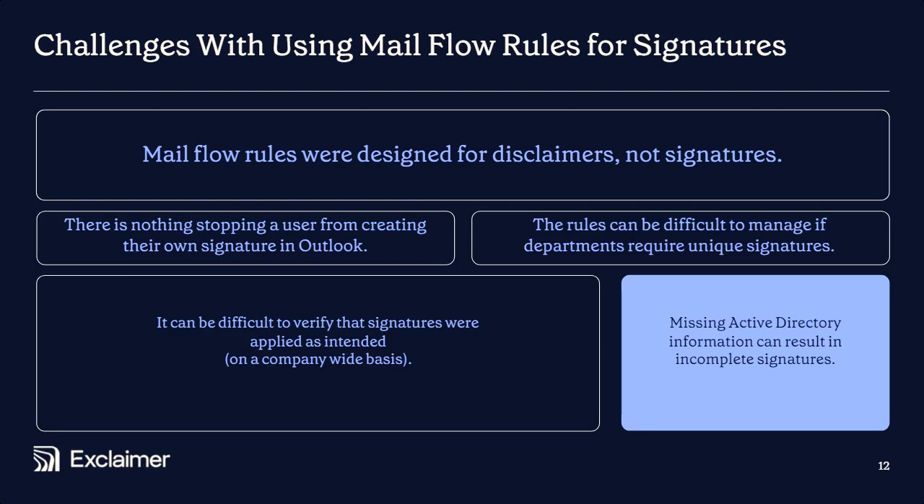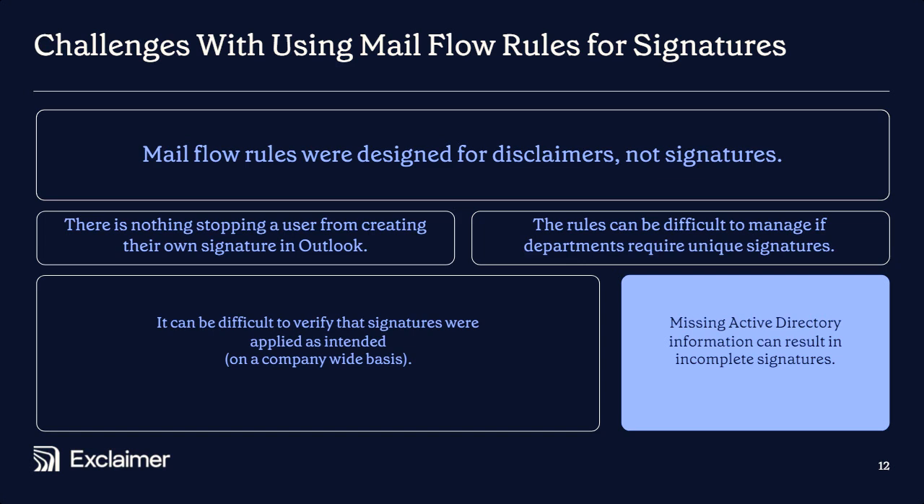Now, the problem with that is that you can run into situations in which you have to start splitting groups. Maybe some people in the department need one signature and some other people within the department need a different signature. Things can get messy really quickly. Perhaps a bigger problem is that it can be very difficult to verify that signatures are being applied correctly.